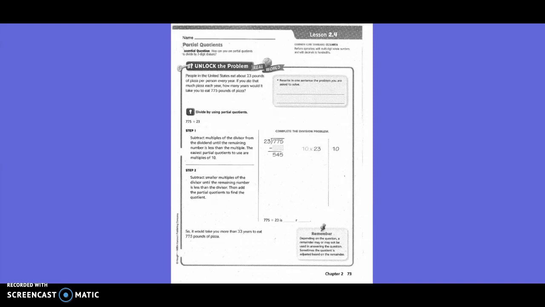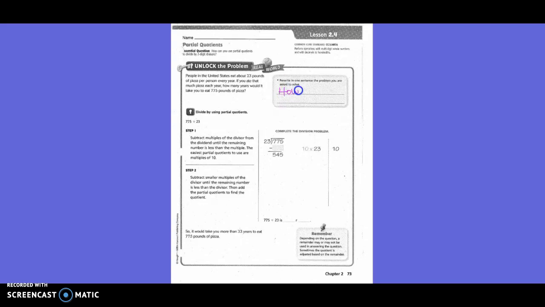Unlock the problem. People in the United States eat about 23 pounds of pizza per person every year. If you ate that much pizza each year, how many years would it take you to eat 775 pounds of pizza? Rewrite in one sentence the problem you are asked to solve. So what are we asked to solve?